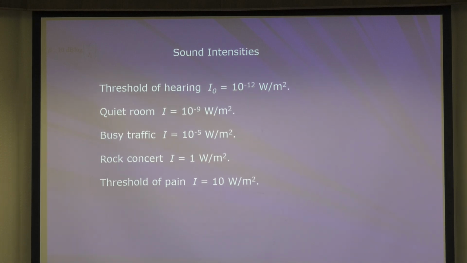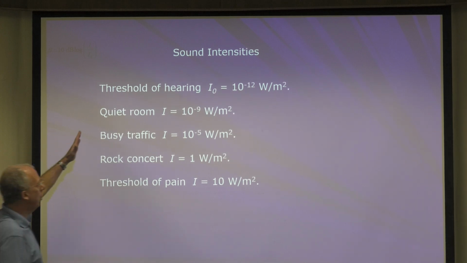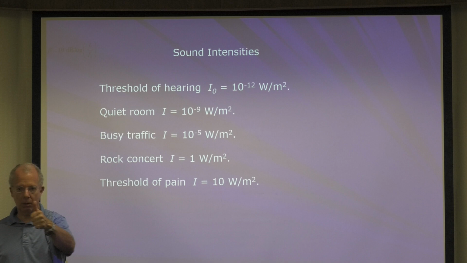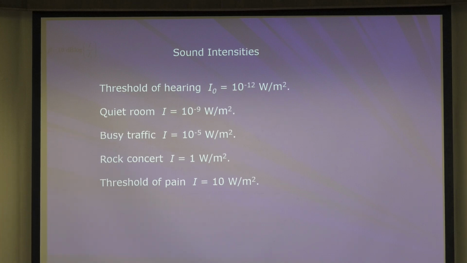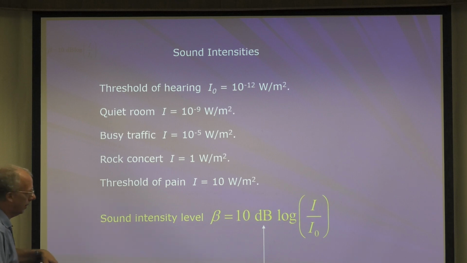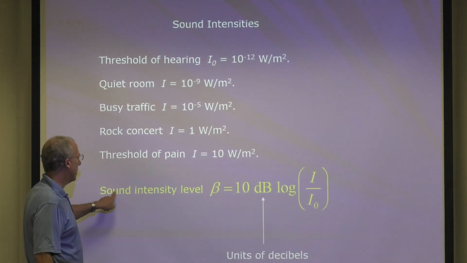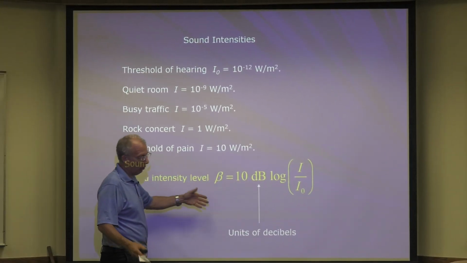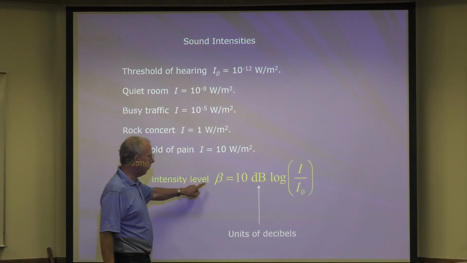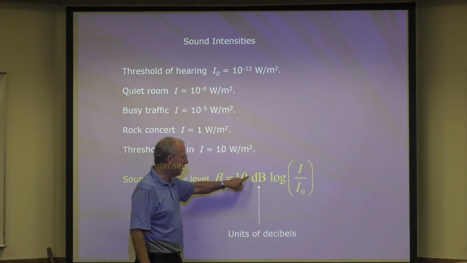Hopefully you remember from high school or whenever you took algebra, when you have something that covers a huge range like this, logarithms, right? That's why they invented logarithms. So they have something called sound intensity level, and this is the definition. Don't memorize it. I'll give it to you, but you just have to know how to use it. The sound intensity level, they call beta, I don't know why.